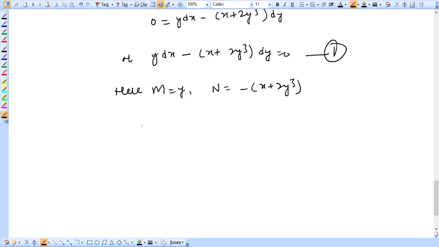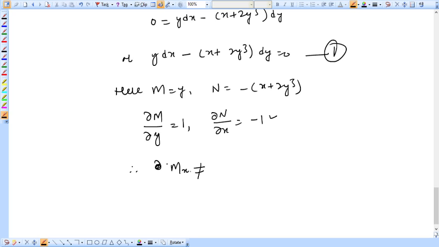Now ∂M/∂y = 1, and ∂N/∂x = −1. Therefore ∂M/∂x is not equal to ∂N/∂x. Thus the equation is not exact. So we need to find some integrating factor in order to make it exact.